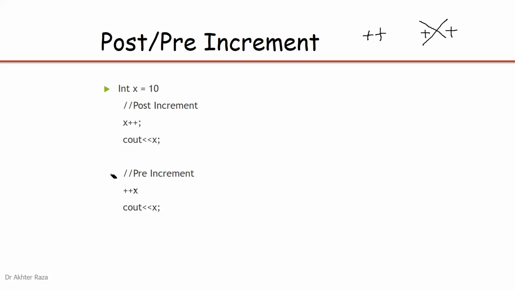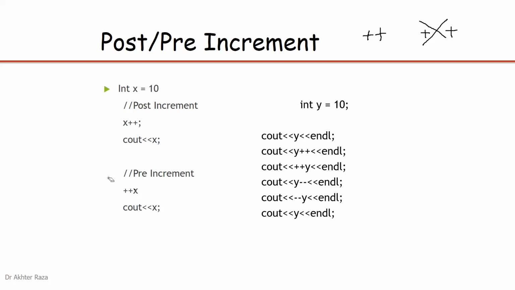But we have a different output in the following. Now you observe y is equal to 10. We see cout y and endl. Cout y, the value 10 will be represented.